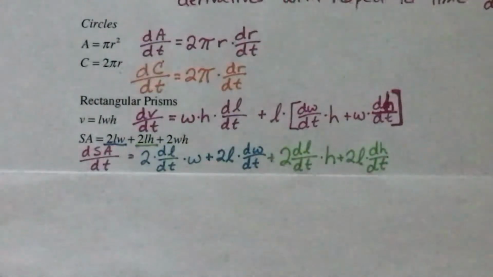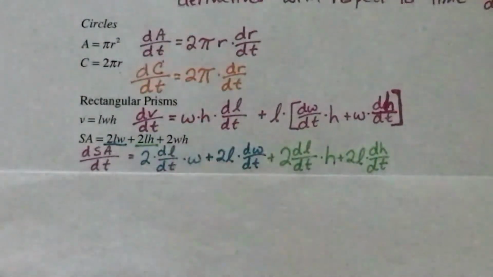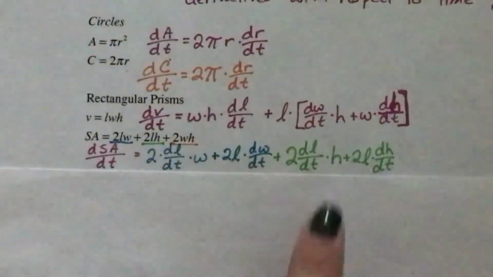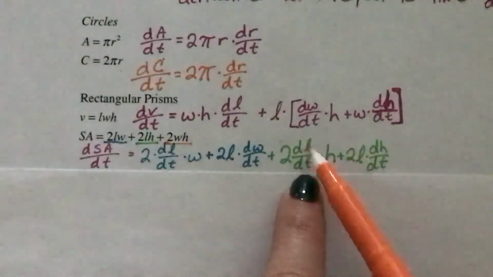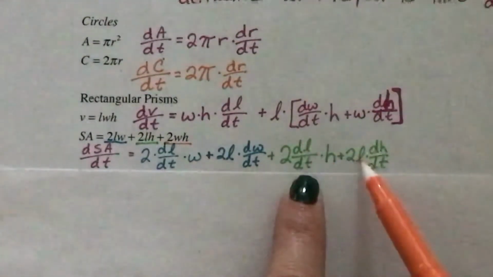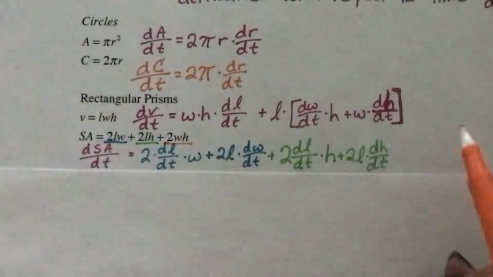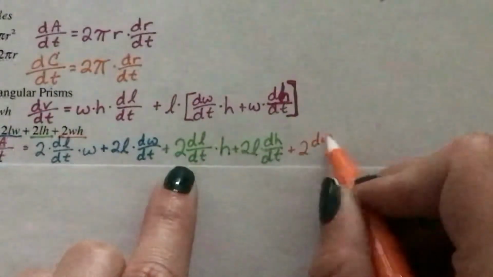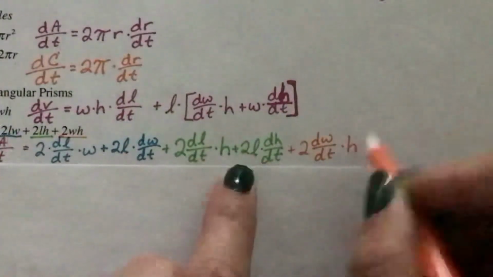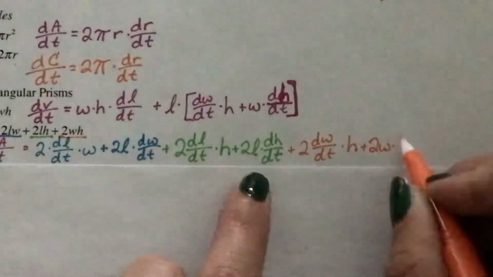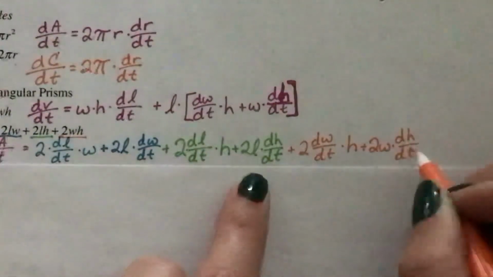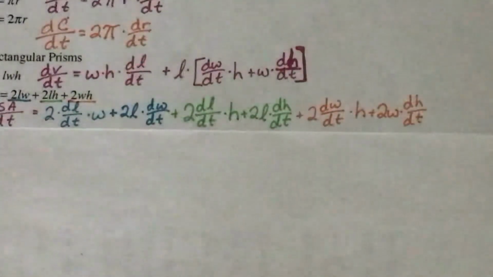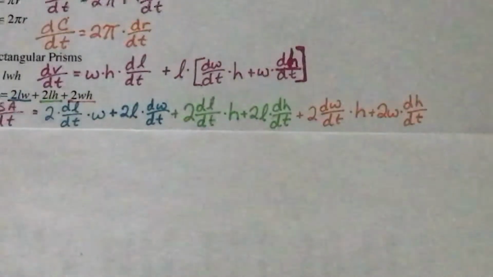Okay. Third letter combination, we have W and H. So if I take my green and change it to orange, if I take green and I just separate out the L's and replace them with W's, separate that L, replace it with a W, then the H's can stay the same. Okay, so plus 2 dw dt times H plus 2W times dH dt. Yay! It's a lot going on in that one, but it's the same thing 3 times, just different letter combinations.